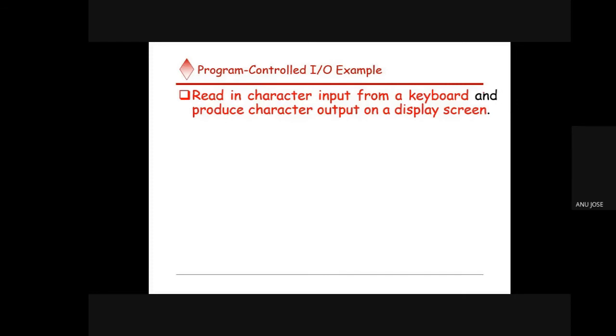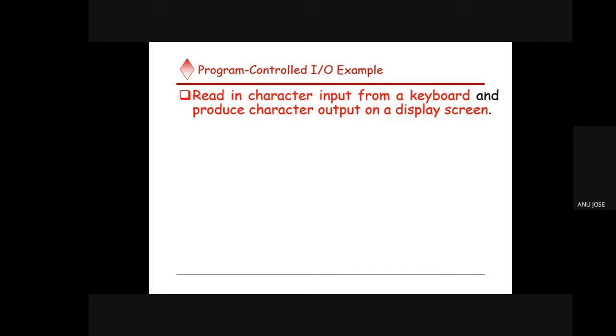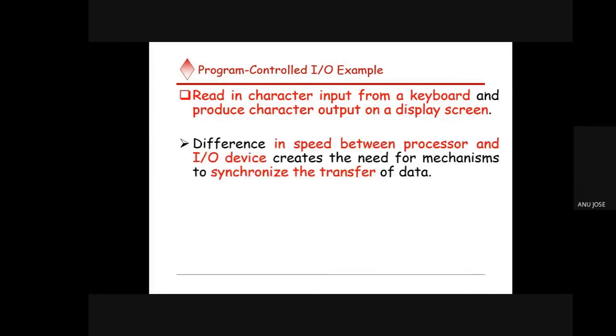So what are examples of I/O operations? Read a character input from the keyboard, which will be taken from the keyboard to the processor, and similarly produce a character output on the display screen. For example, I am pressing A from the keyboard, and that A is visible on the screen. How is that data transfer possible? That is what we are discussing in this session.